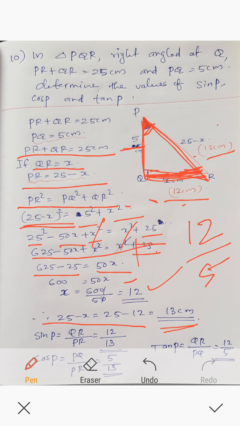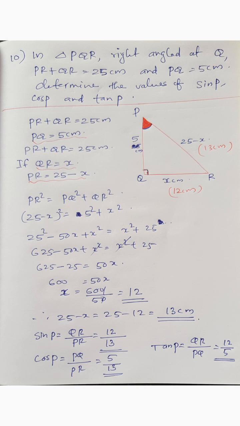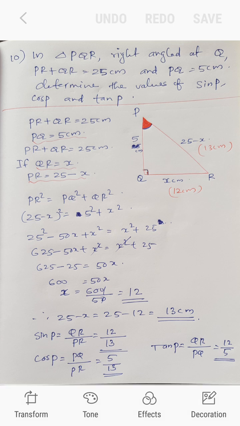One of the sides should be taken as X and the other side must be taken as 25 minus X, whatever is the sum, minus X. Then apply Pythagoras theorem. So dear children, all these 10 problems are very important. Do it very carefully in your notebook and clear the doubt if any. Okay, thank you.